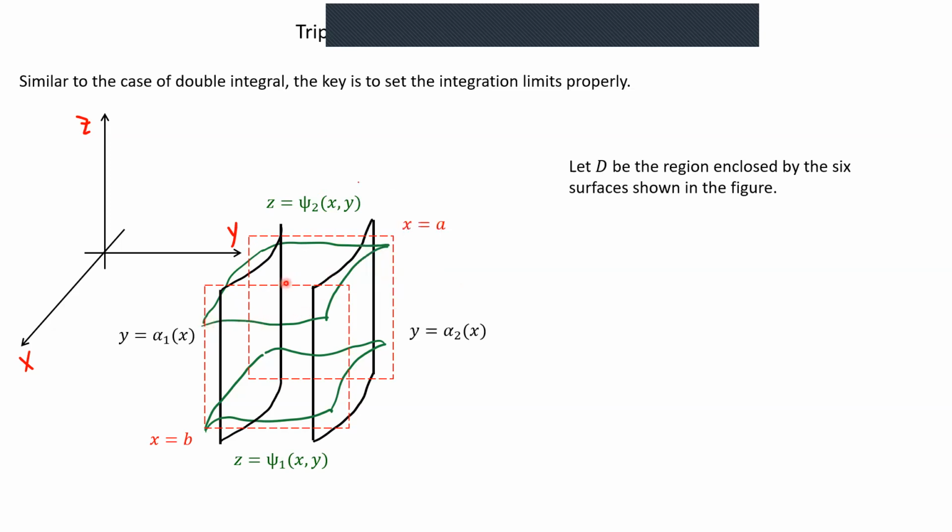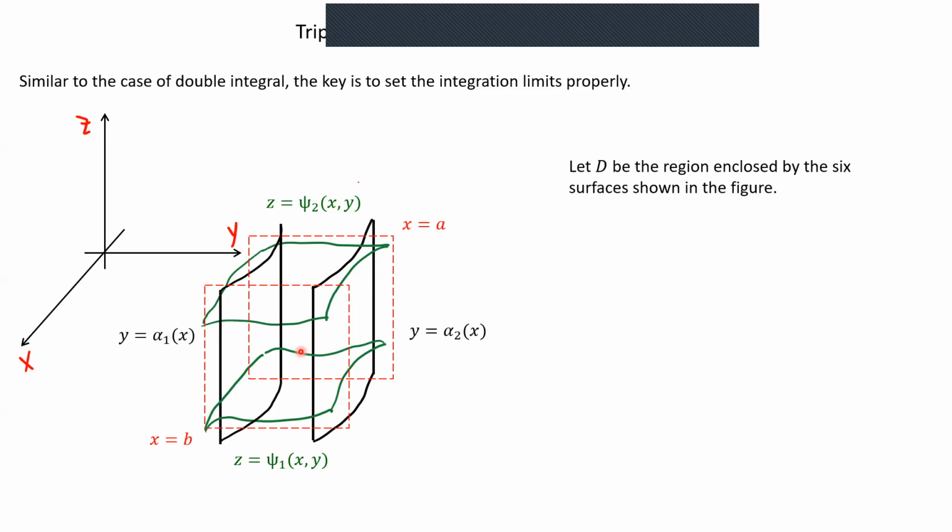I have the up and the down surfaces, and then this red one, the front, and the back, the other red one, and then 2 black ones, the left and right. I have 6 surfaces, and all 6 of them enclose a region. My integration region is called D, which is the region enclosed by all these 6 surfaces.